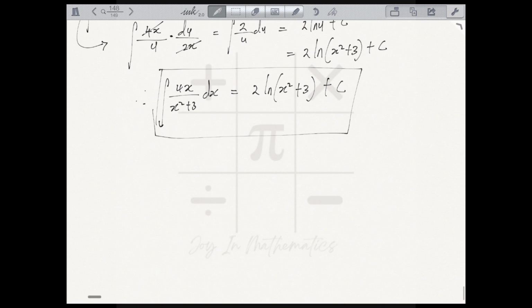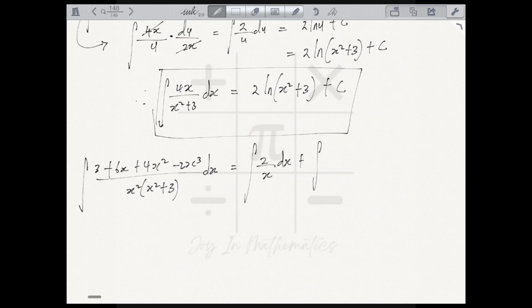So because we are dealing with the integral of 3 plus 6x plus 4x squared minus 2x raised to the power 3 over x squared into x squared plus 3 dx, which will give us the integral of 2 over x dx plus the integral of 1 over x squared dx plus the integral of 3 minus 4x divided by x squared plus 3 dx.